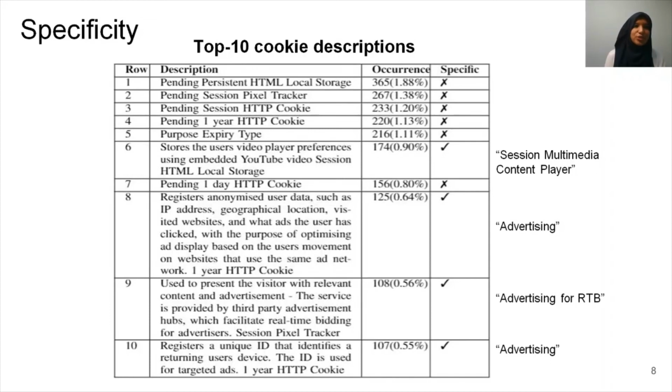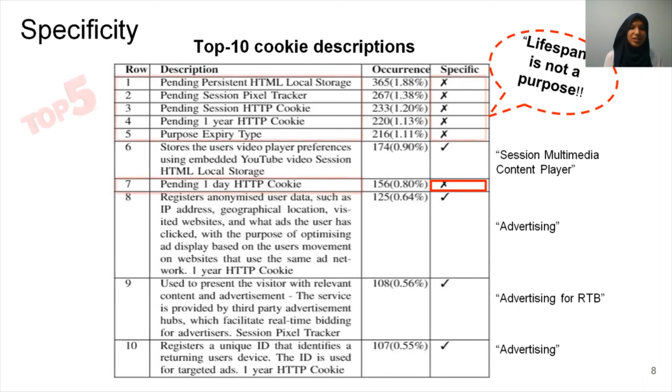Finally, we evaluated the specificity criteria. This table presents the top 10 cookie descriptions. By occurrence, we refer to the number of times we've seen the description in our dataset. As you can see, the top 5 cookie descriptions do not give any specificity or description about the usage of the cookie. In summary, 6 out of the 10 top cookie descriptions are not specific, but instead they provide information about the lifespan of the cookie, which is not a purpose.